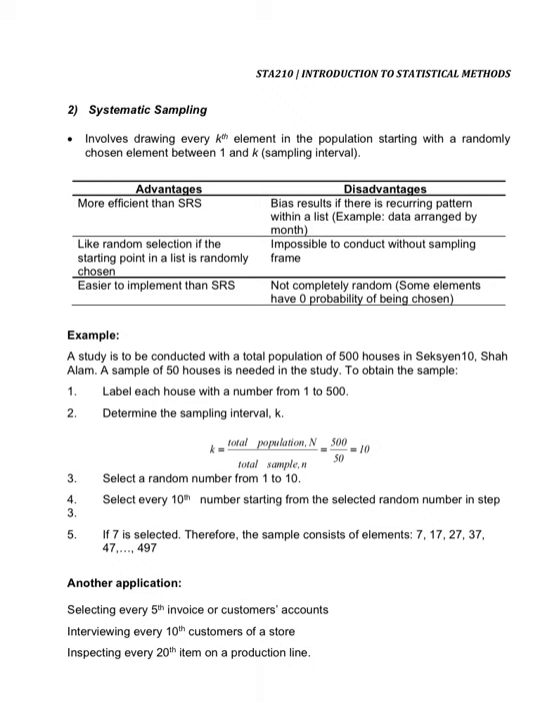So other applications for systematic sampling are selecting every 5th invoice or customer account, interviewing every 10th customer of a store, or inspecting every 20th item on a production line.